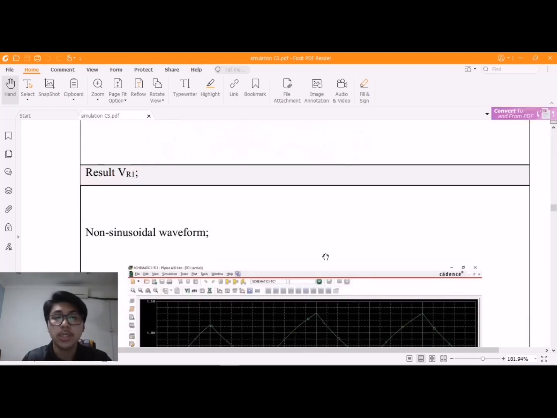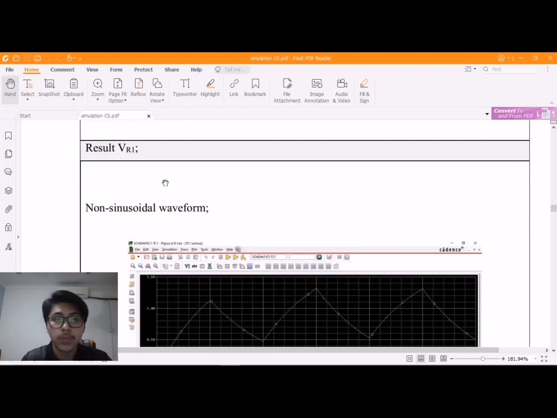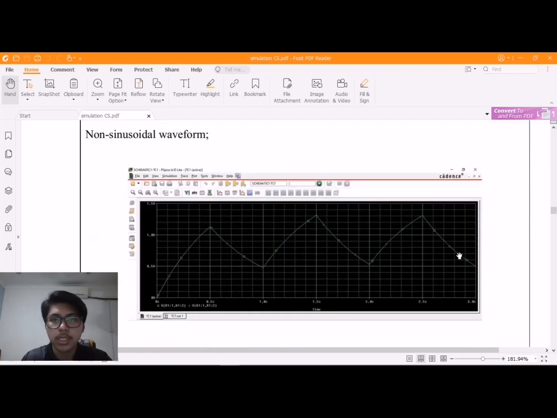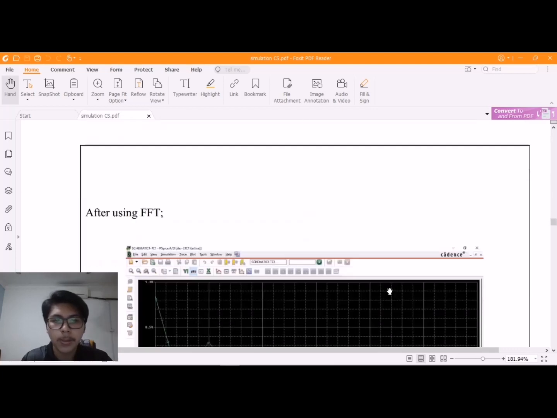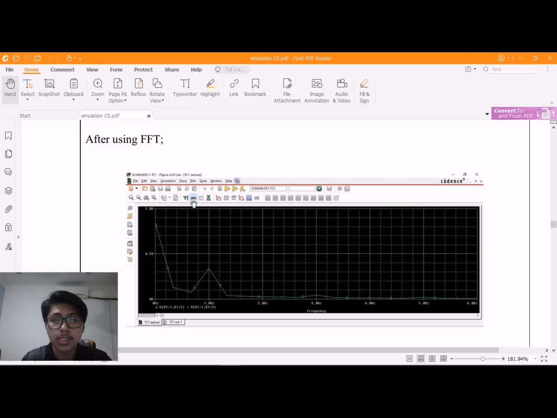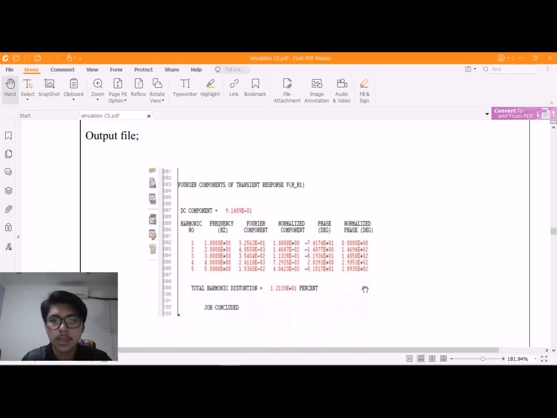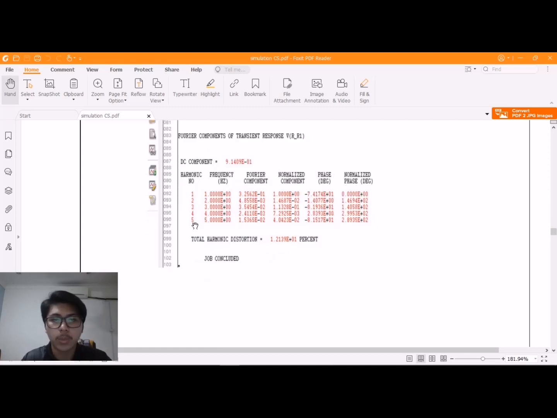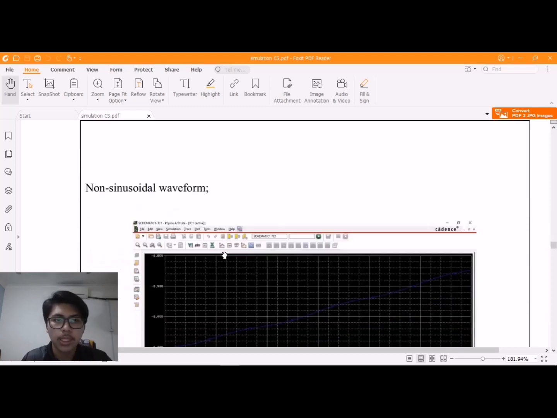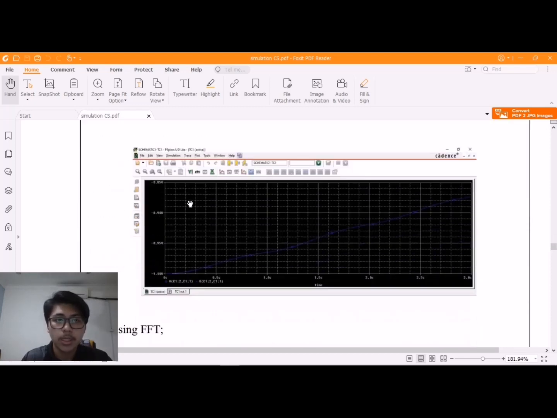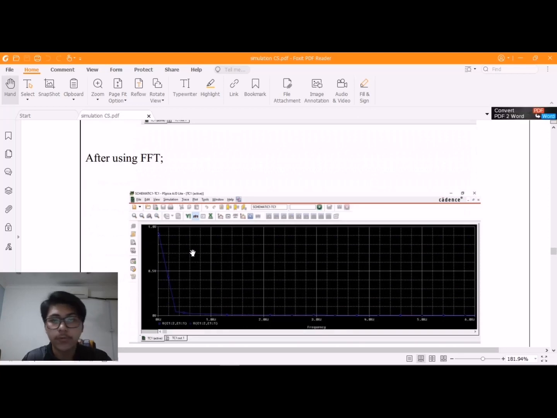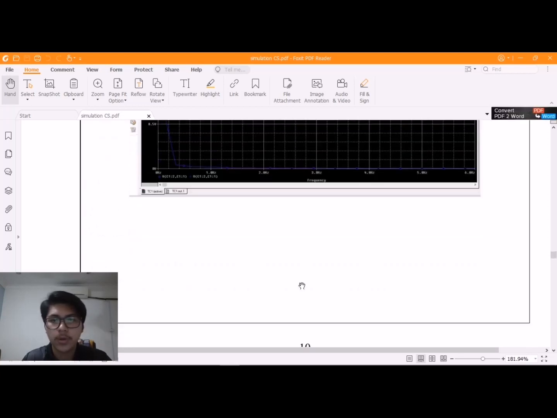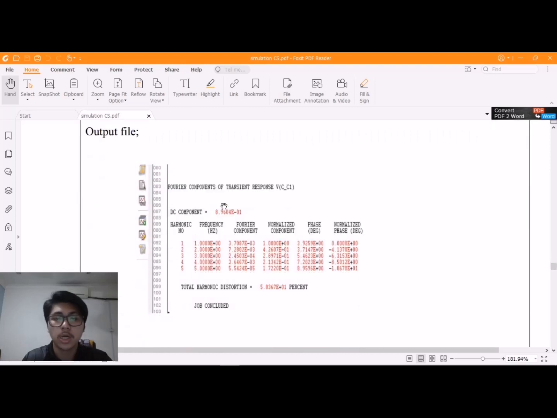And then we measure the voltage at our resistance, which is VR1. It will produce this graph for the non-sinusoidal waveform. And then after using FFT, by clicking this button, you get this. And then this is the output file, which shows the values of your parameter in harmonic 1, harmonic 3, and harmonic 5. And then this is the voltage at C1. Then after using FFT, by clicking this button, it will show this graph. This is all the output.